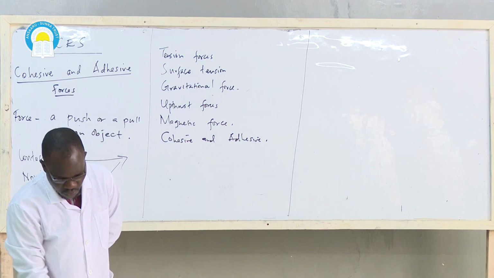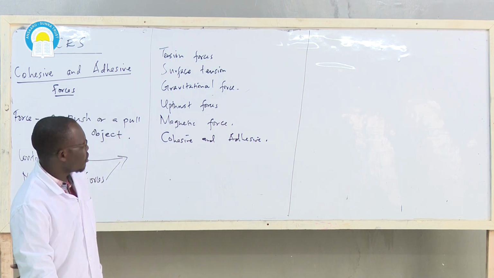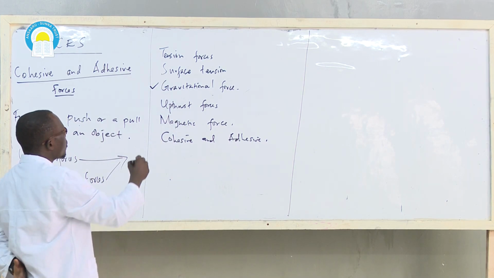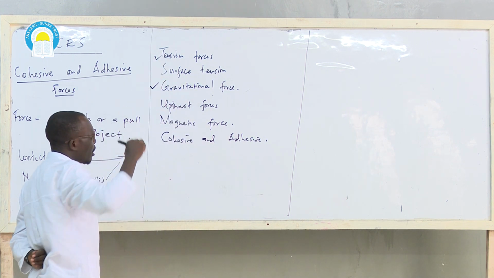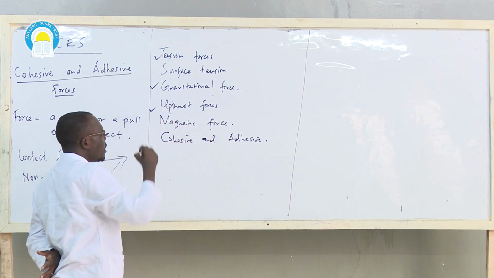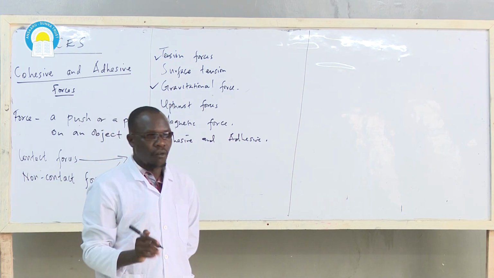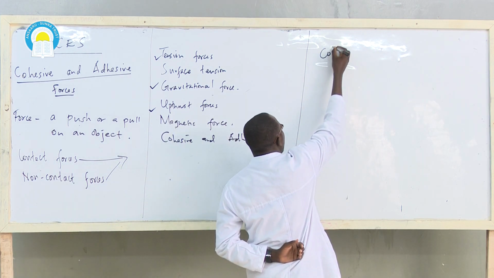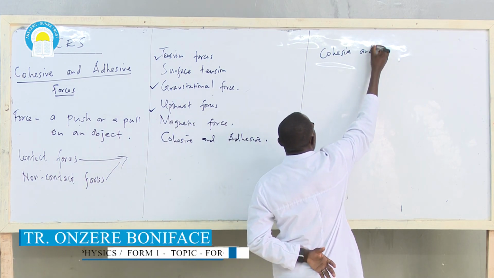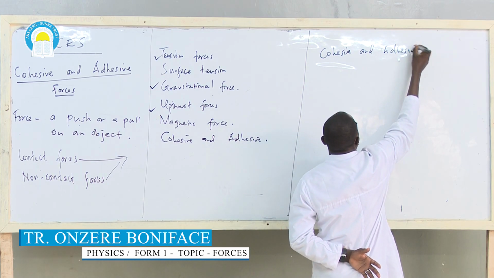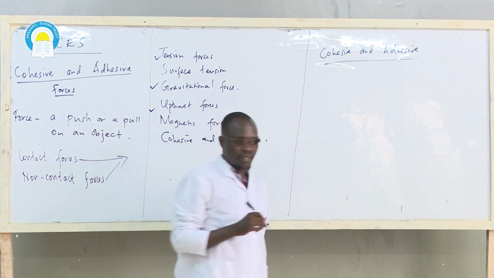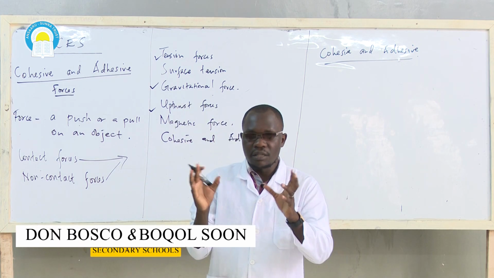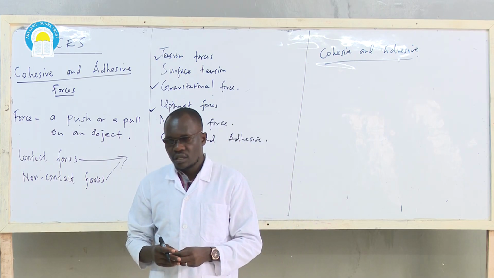In our previous lesson, we discussed three types of forces. We discussed the gravitational force, the tension force, and we also discussed the upthrust force. So today we shall be looking at our fourth type of force, and this force is called cohesive and adhesive forces. We call them cohesive and adhesive, meaning they are so similar, so we cannot treat them as different forces. They are similar because they occur in pairs.